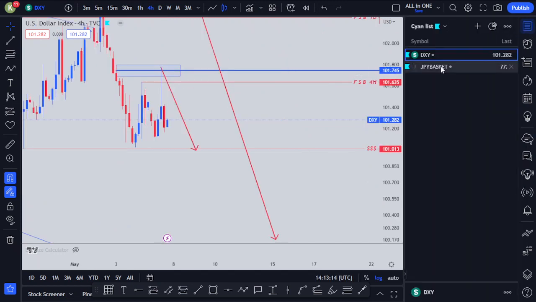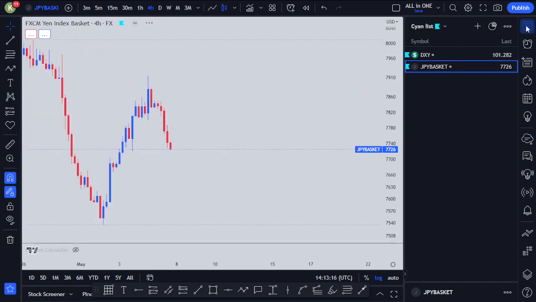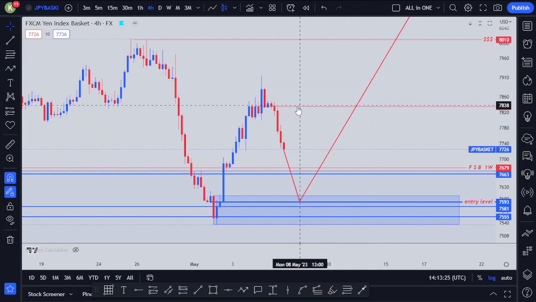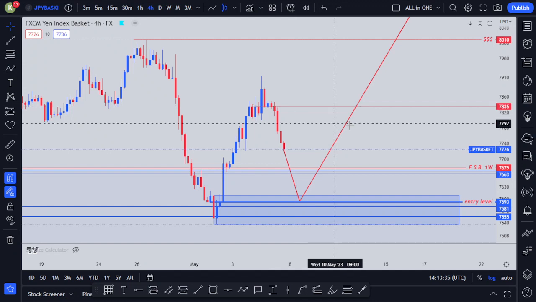Now let's look at the JPY index too, because the two strongest instruments you shouldn't avoid when you are trading currencies are the yen index and the dollar index. The dollar index almost controls the dollar pairs, and the yen index almost controls all the JPY pairs.